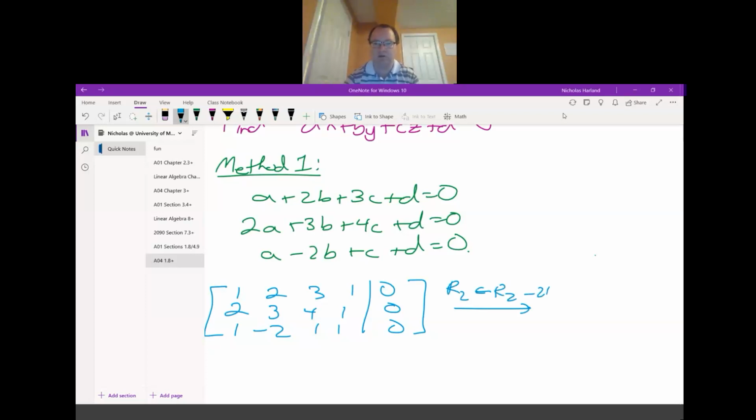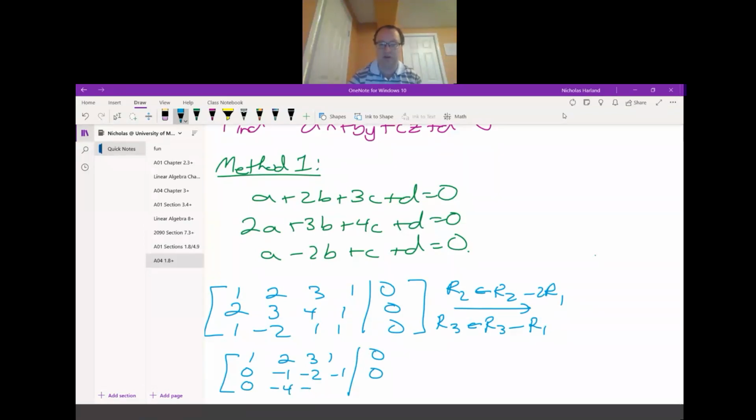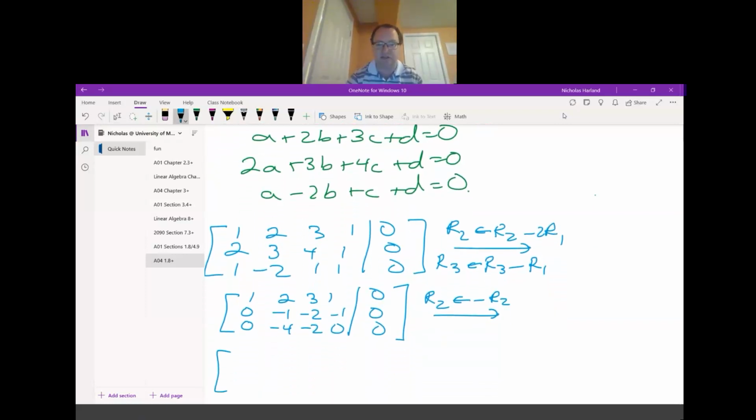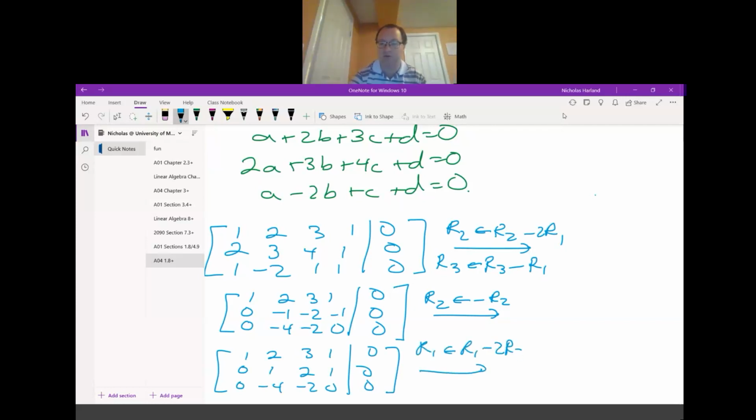All right. So row 3 is row 3 minus row 1. So 1, 2, 3, 1, 0, 0, negative 1, negative 2, negative 1, 0, 0, negative 4, negative 2, 0. Row 2 becomes negative row 2. As always, your row operations might not be the same as mine. That's fine as long as they are appropriate elementary row operations. Row 1, subtracting 2 row 2, row 3, adding 4 row 2.